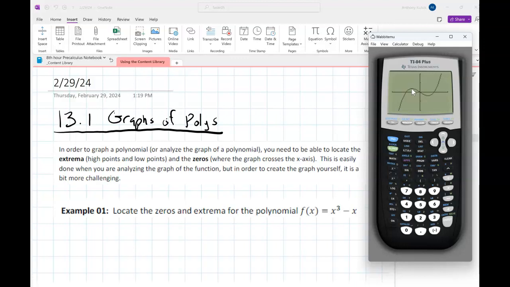So let's find the point where that local max occurs. To do that with our calculator, we're going to press second and then the trace button. And which command sounds like the one that we want?